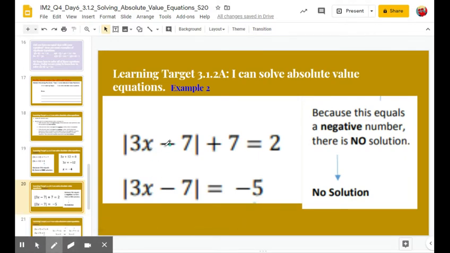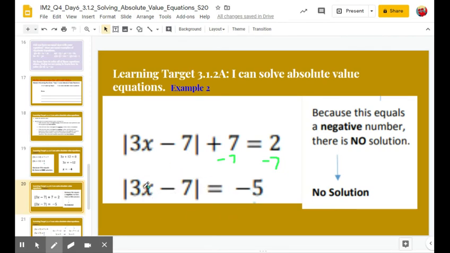All right, let's look at example number 2 now. I have absolute value 3x minus 7 plus 7 equals 2. So we want to isolate the absolute value bar. So we're going to subtract 7 from both sides. And we get the absolute value of 3x minus 7 equals negative 5.